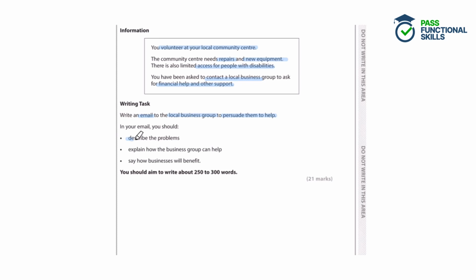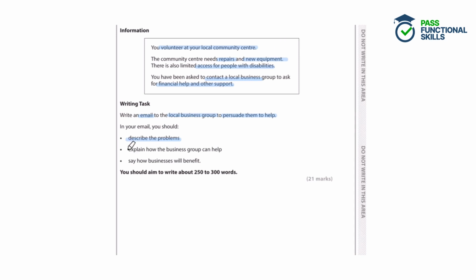We need to describe the problems. So for example, we need to say what needs repairing. It could be a roof that needs repairing, it could be windows, we need new equipment. We could talk about the types of equipment that would be useful. For example, if the community centre wanted to set up a yoga group, they might need yoga mats.